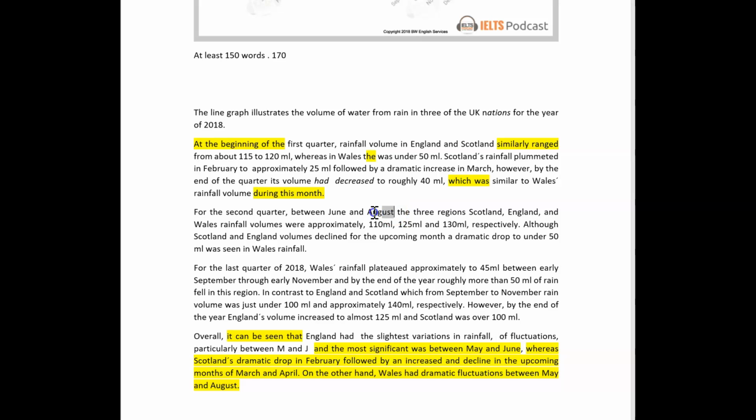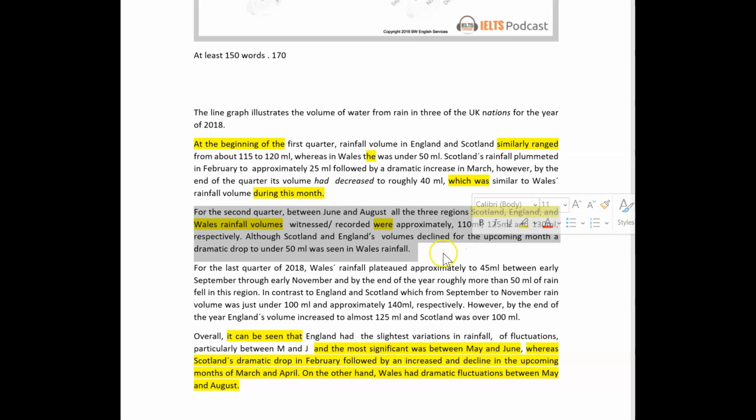In the second quarter, you don't need both, either that one or that one. The three regions were approximately. So it's really the words. That's your problem here, okay? All 3 regions, yeah, you don't need that. All 3 regions witnessed or recorded approximately, yeah, respectively, although Scotland and England's volumes declined, that's lovely. You see, this is fantastic. You can do it. You've just got too many words in here. So be brutal. Be absolutely brutal.